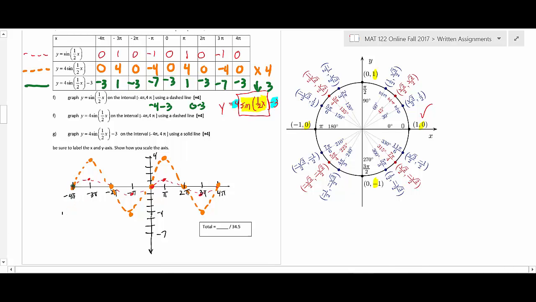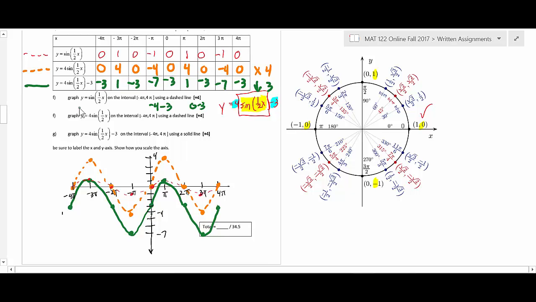Now plot your points. So really every point on this orange graph here is going down 3. So that point is going to go down to -3. This point is going to go down to 1. This point is going to go down to -3. And then the minimum is going to go down to -7. So you'll have one cycle going through those key points. Okay, this one goes down 3 to 1. This one goes down 3 to -3. This one goes down 3 to -7. And then this one goes down 3 to -3 like that. So that's your final product like that.